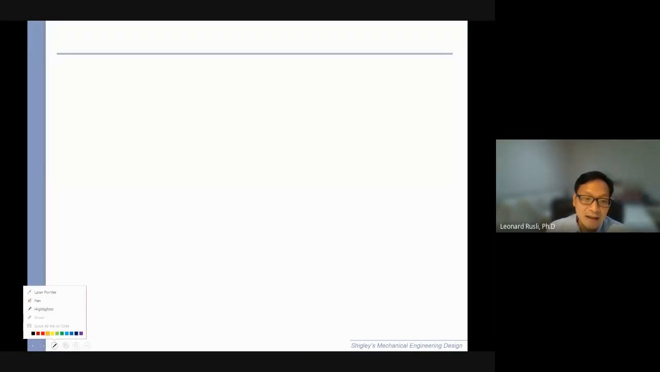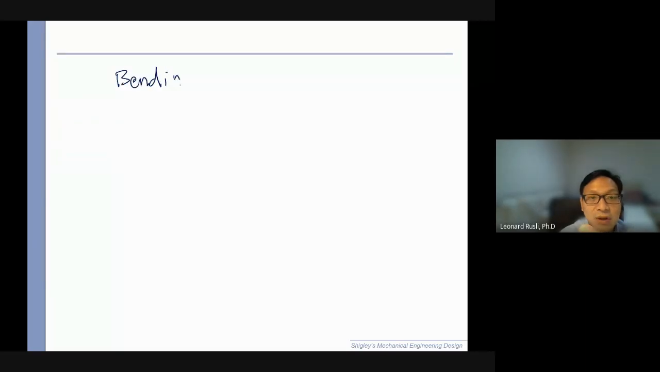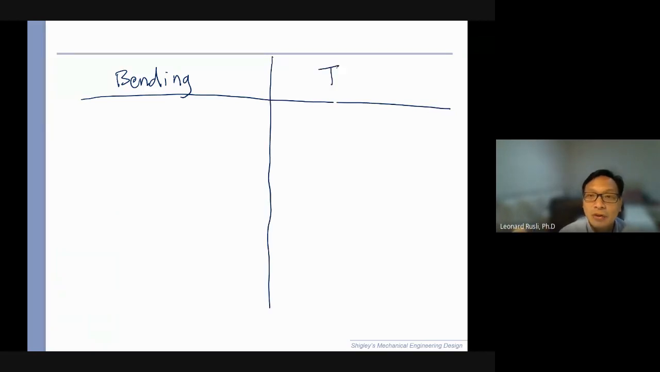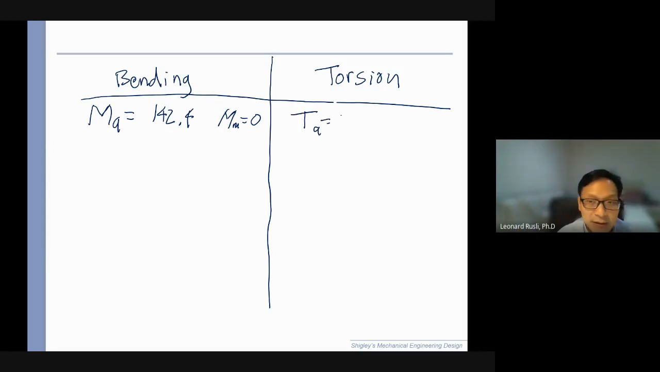Belum selesai karena kita perlu KF ya. Jadi, kalau saya coba bikin chart ya. We're still doing this for the bending part, okay? We're not even doing this for the torsion. Oke, bending tadi kita udah bilang MA 142,4, MM 0 ya. Mean 0, dia alternating. Torsion PA 0, PM is 124.3.